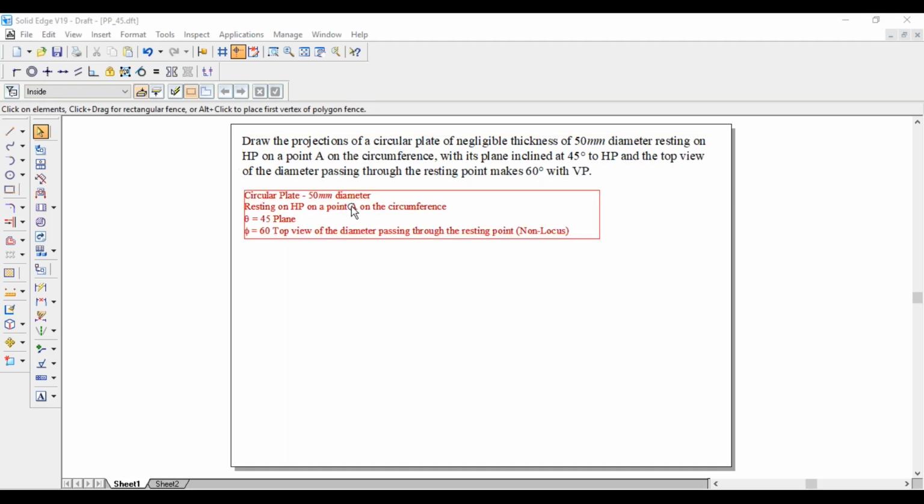So, a circular plate of 50 mm diameter resting on HP on a point A on the circumference. The plane is inclined at an angle of 45° to HP, that is theta equals 45°. The top view of the diameter passing through the resting point makes an angle of 60° with respect to VP, that is phi equals 60°. As it is a top view of the diameter, this is a non-locus problem.